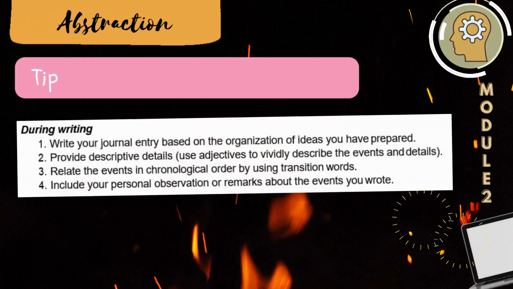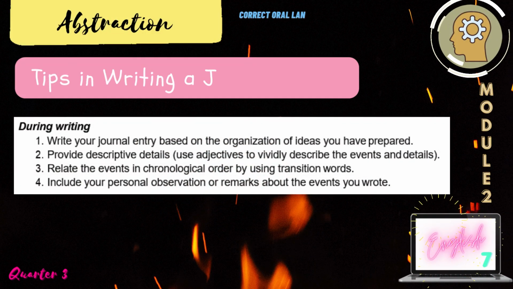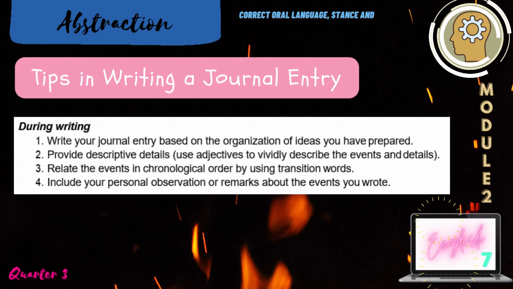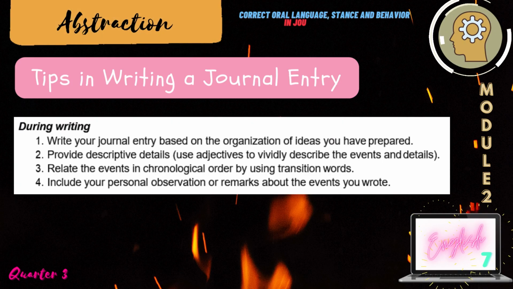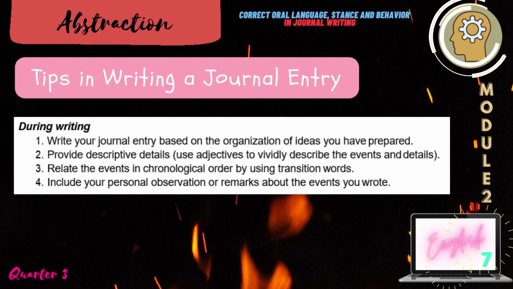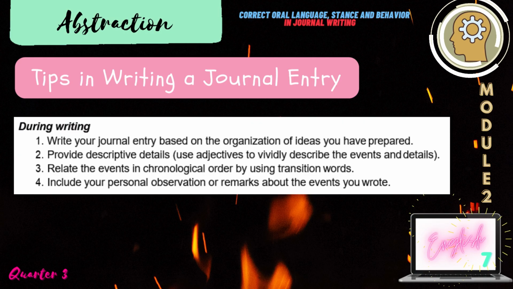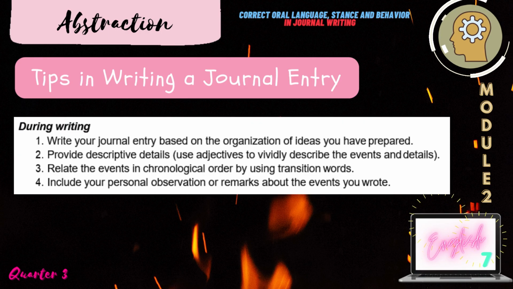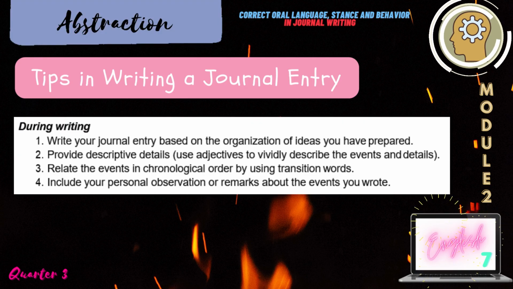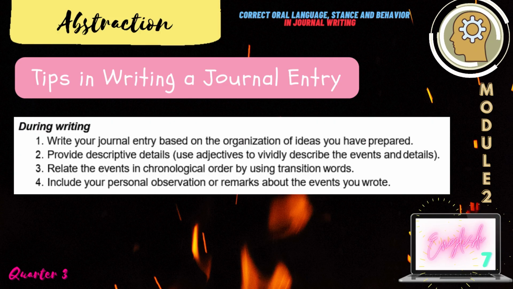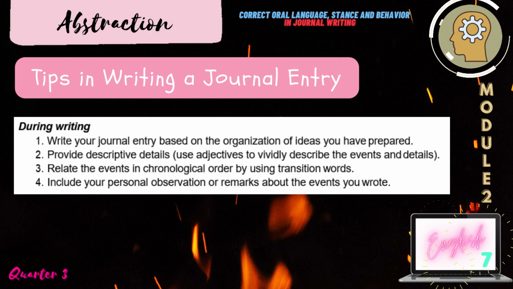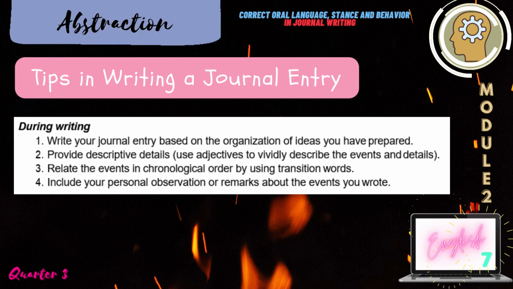For during writing, write your journal entry based on the organization of ideas you have prepared. Provide descriptive details. Use adjectives to vividly describe the events and details. Relate the events in chronological order by using transition words and include your personal observation or remarks about the events you wrote.